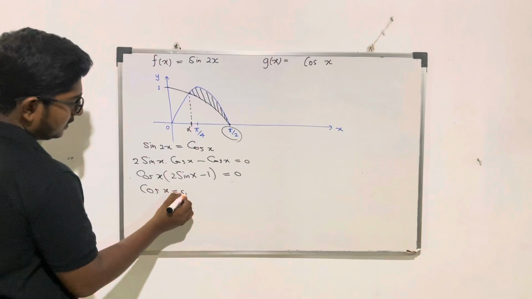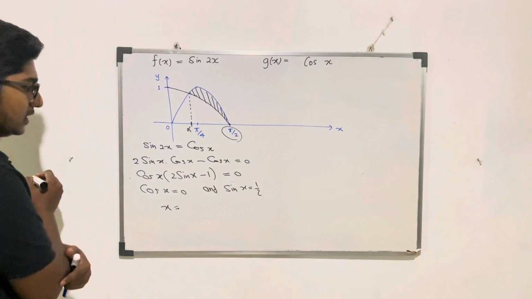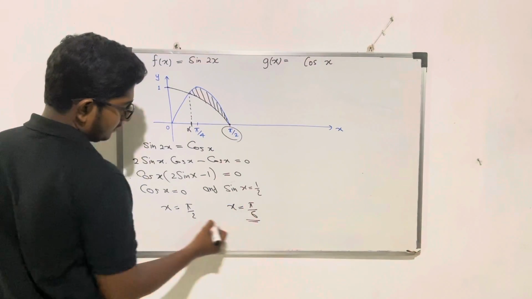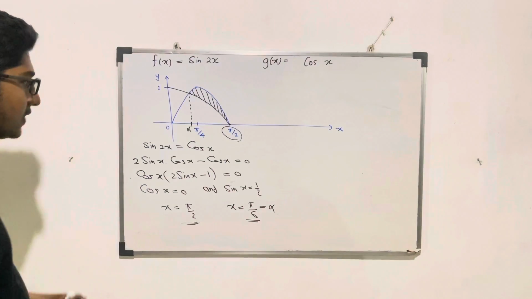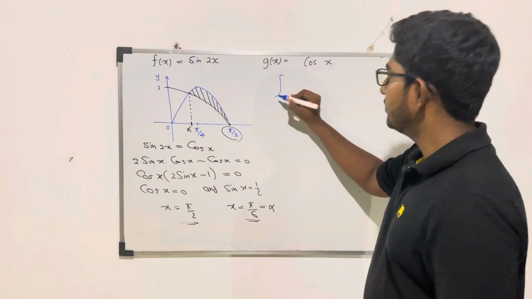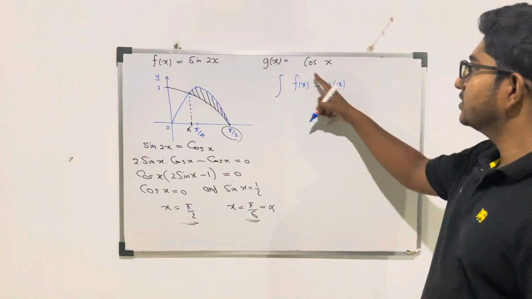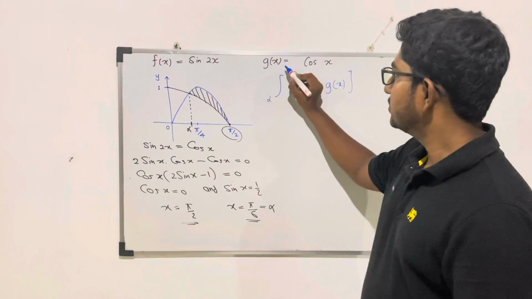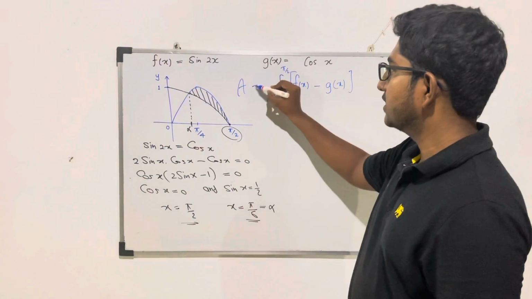And I can take cos x equals 0 and sin x equals half. From this equation x becomes 90, cos 90 is 0. Here we get 30. X equals 30. So this angle is 30, is alpha. Then to find the area enclosed by these two functions, I have to integrate the larger function, which is f of x, and subtract the integration of the minor function g of x from the range alpha to pi by 2. Starting point is alpha, finishing point is pi by 2. From this I can obtain the area.